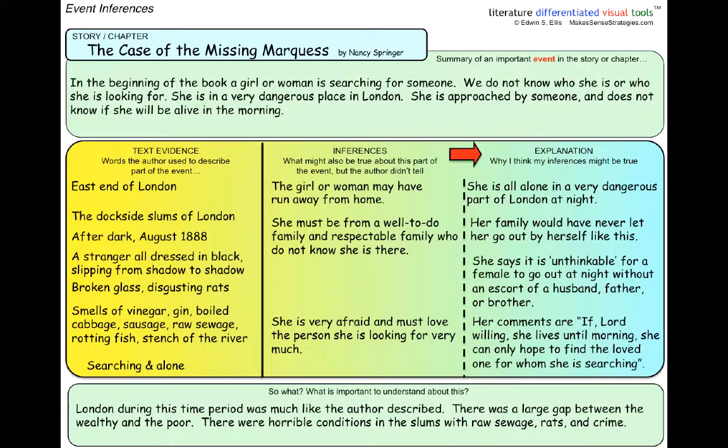For an example, London during this time period was much like the author described. There was a large gap between the wealthy and the poor. There were horrible conditions in the slums with raw sewage, rats, and crime.